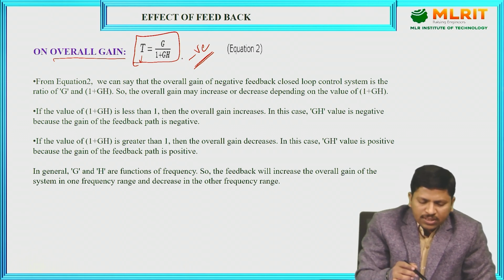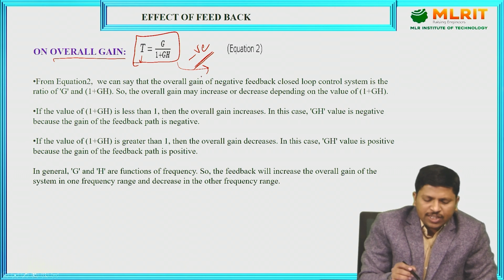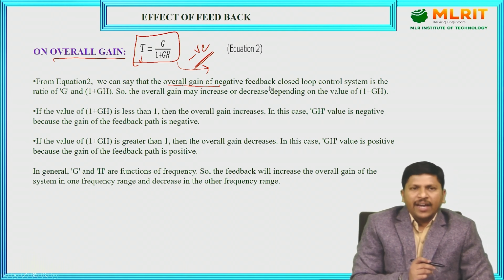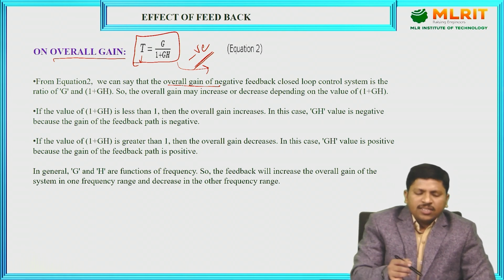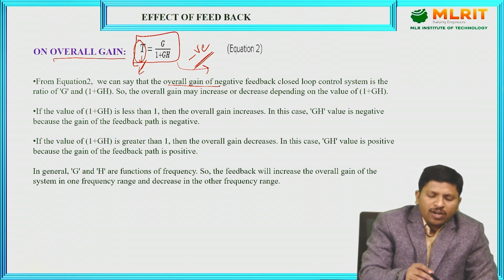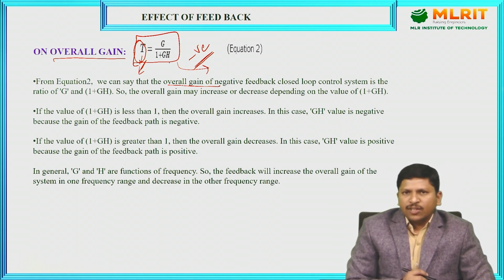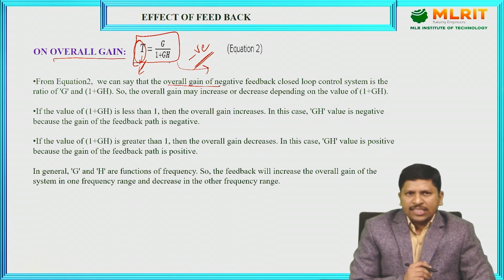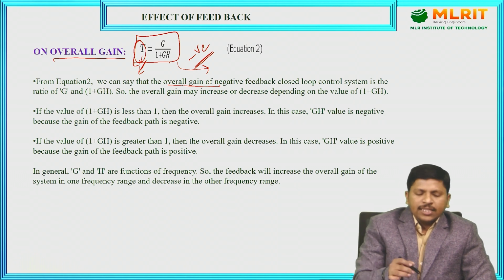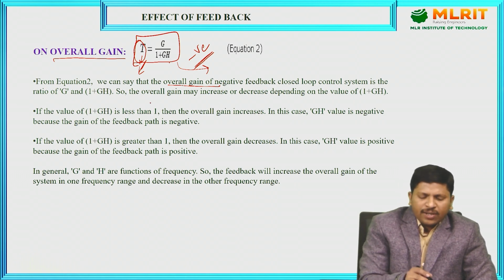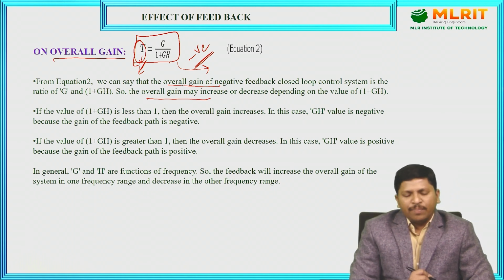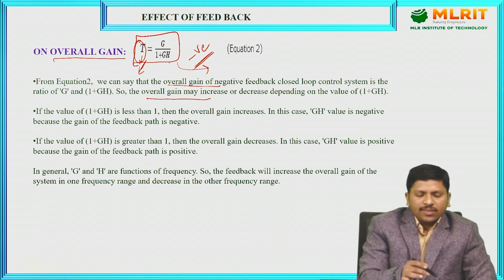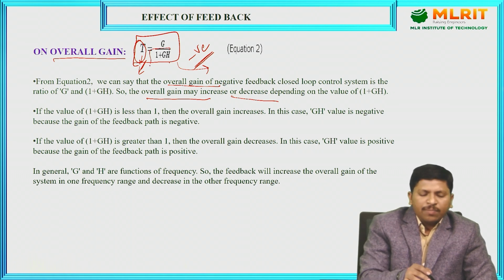From this equation, we can see that the overall gain of the negative feedback closed loop control system is the ratio of G and 1 plus GH. That is, the overall gain of the closed loop transfer function with negative feedback is defined as T equals G by 1 plus GH. T is nothing but the overall gain. This may be increased or decreased depending on the value of 1 plus GH.